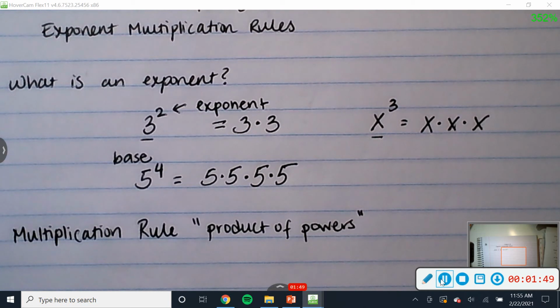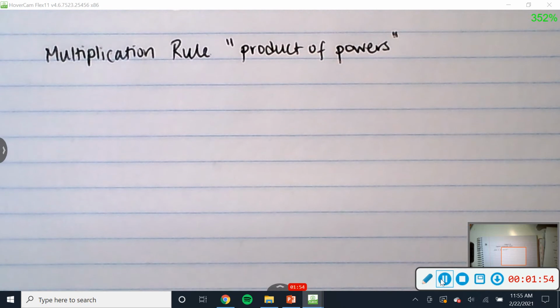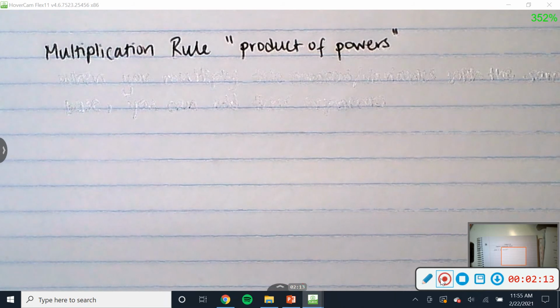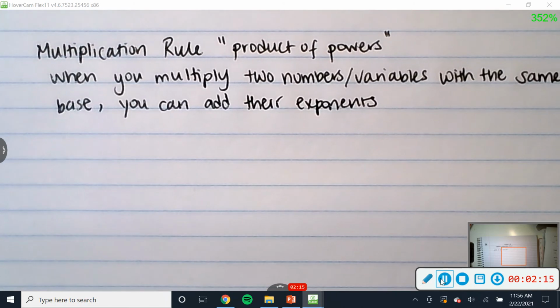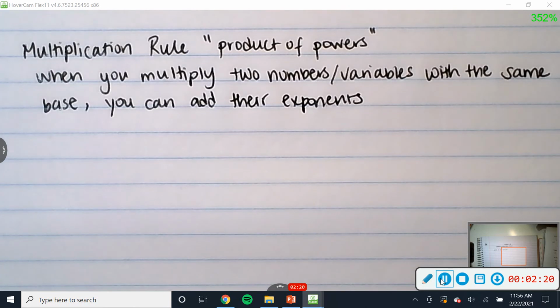So now we're going to talk a little bit more about the specific rules, and today we're just going to be talking about multiplication. This is also called the product of powers. Basically, it just means what happens when we take 2 things with exponents and we multiply them together. So I'm going to write out the statement first, our rule, and then we will go over what it means. So here is our rule. When you multiply 2 numbers or variables with the same base, you can add their exponents.